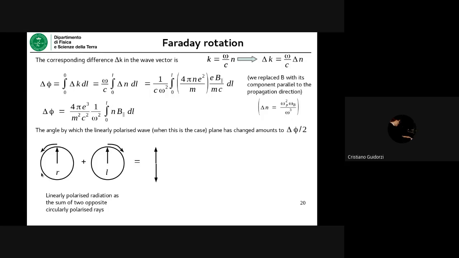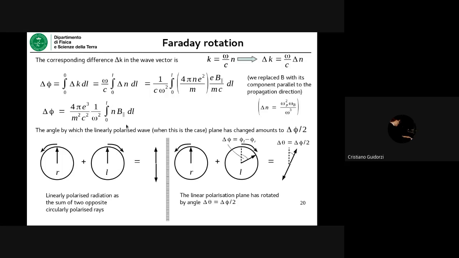So if you take one positive helicity wave and one negative helicity wave, and you sum the resulting electric field, in which in this case it is rotating counterclockwise, and this one is rotating clockwise, you see that it's immediate to see that the resulting electric field will be oscillating all the time up and down. So it's a linear polarization. So a linearly polarized wave can be seen as the superposition of two opposite circularly polarized waves. That's where we can exploit the results about circular polarization.